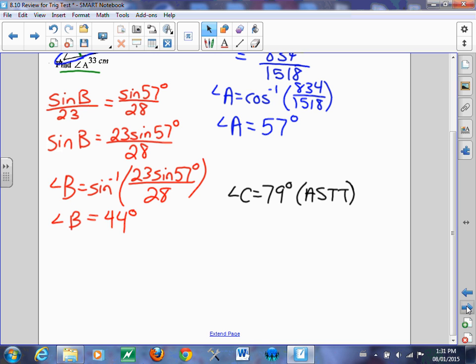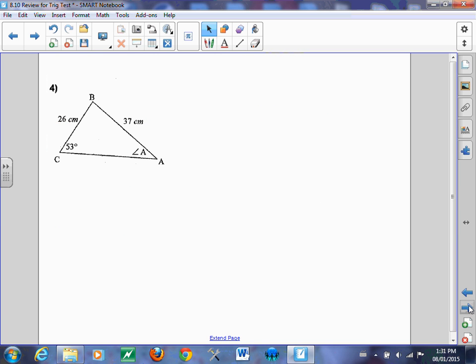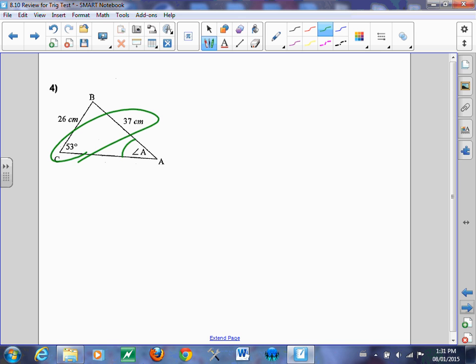Moving along. Number 4. Looking at number 4, it says to find angle A. So looking at our triangle, folks, do we have a 90 degrees? No, and hopefully you're annoyed by me saying this. Hopefully this is going through your brain at the same time. So you can't use Pythagorean theorem. You cannot use SOHCAHTOA. Do we have a match? Oh, yes, we do have a match. So we can use sine law.